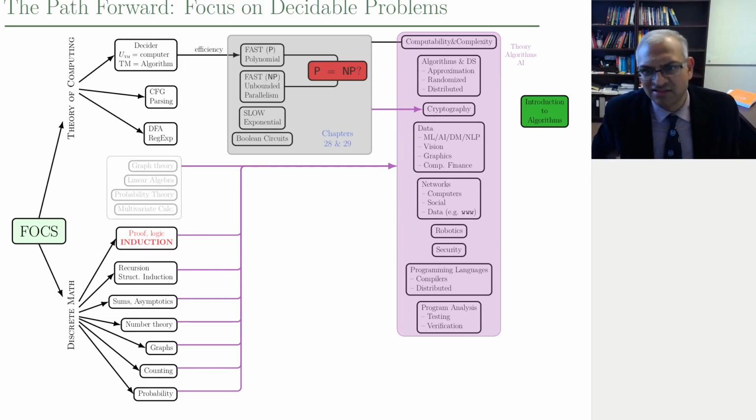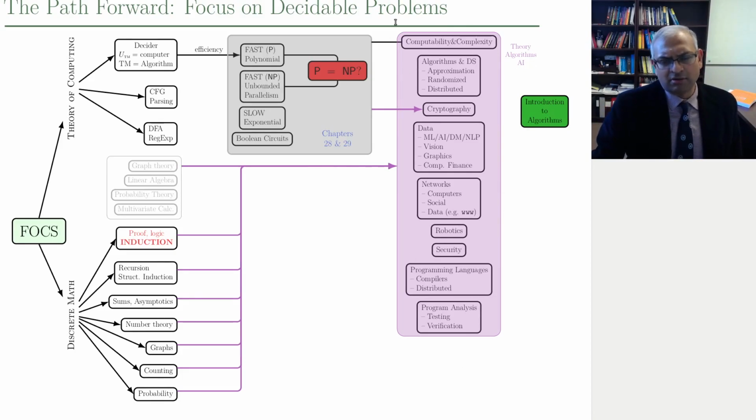But in general, we can sort of break computer science into two big parts. The purple part here is theory, algorithms, and AI, and there's a lot of stuff there. There's the theory of computing, algorithms, and there are all kinds of algorithms: approximation, randomized, distributed. There are applications to cryptography, to data like machine learning, vision, graphics, finance, to networks. Okay, computers, social networks, data networks like the internet, robotics, security, programming languages, program analysis. There's a lot of theory and algorithms going on in this purple bucket. Okay, and all the math that you learned and the theory of computing comes to play in that bucket. So if you're interested in theory, algorithms, AI, there are a lot of paths to move forward, and there's a lot of stuff that will be used.